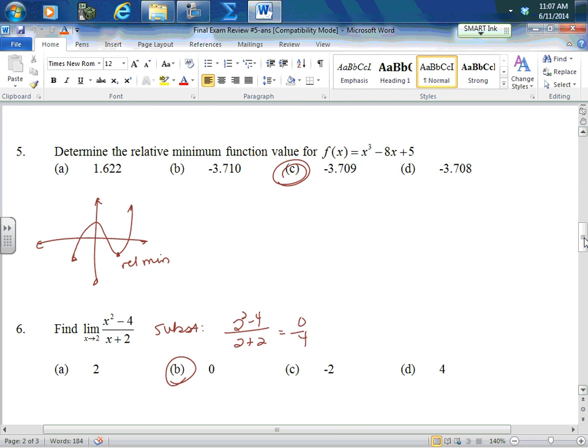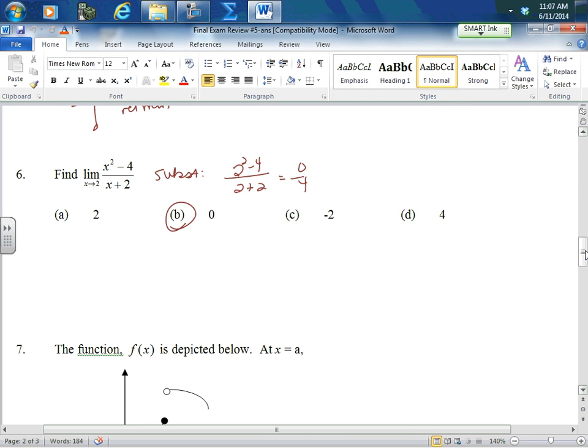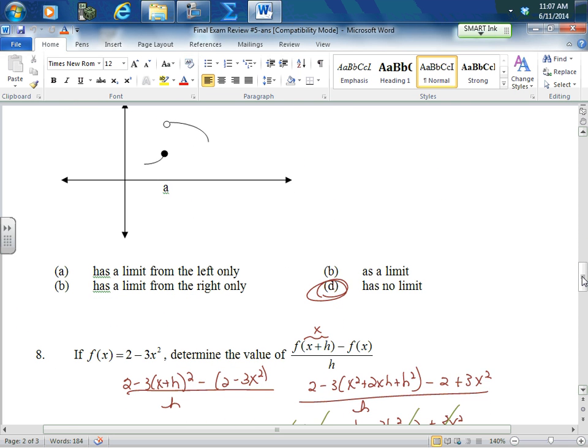Relative min. Everybody can do a relative min on your calc. The limit as x approaches 2. Can I put 2 in there? Yeah, just substitute it right in. If it was a negative 2, then I would have to factor and reduce it and use my reduced form. At A, doesn't reach, does it? It's a jump. No limit.